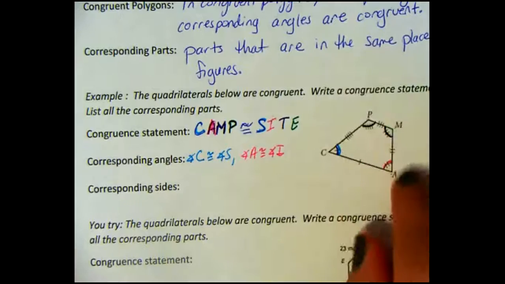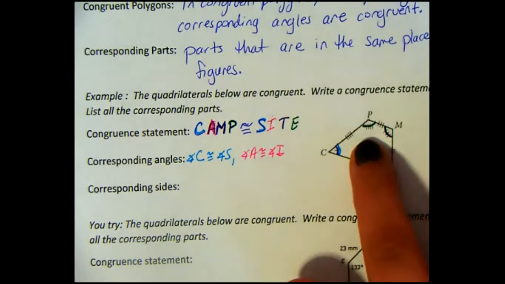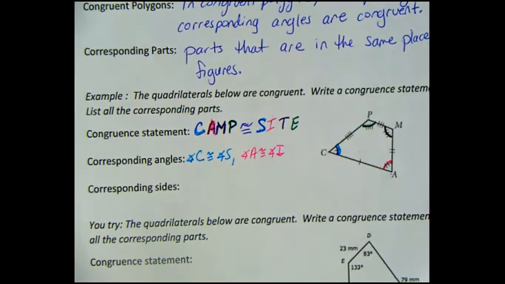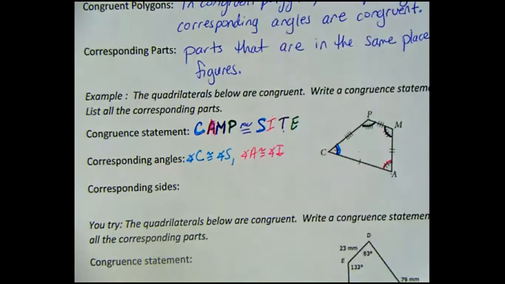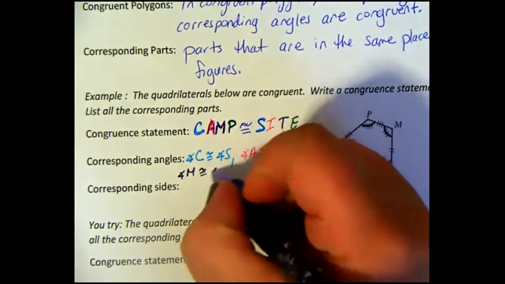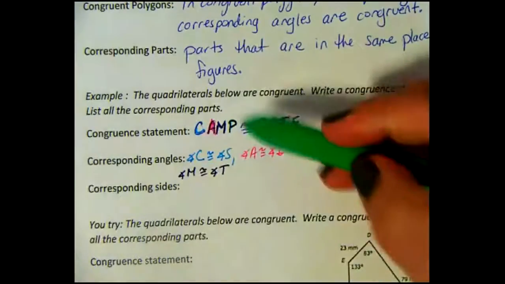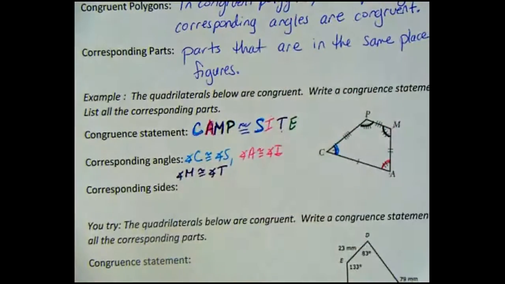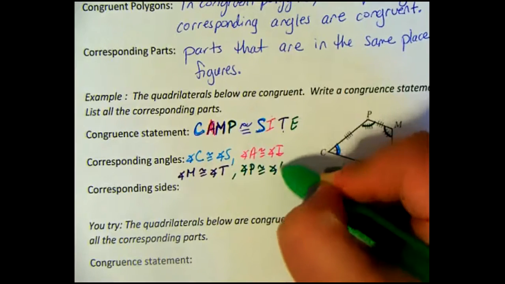Notice I'm not even looking at the figures anymore. I'm literally just using my congruent statement because I know I wrote it so that the corresponding angles were in the same order. Next, M and T are in the same position. That means that angle M is congruent to angle T. And lastly, P and E are in the same position. That means that angle P is congruent to angle E.